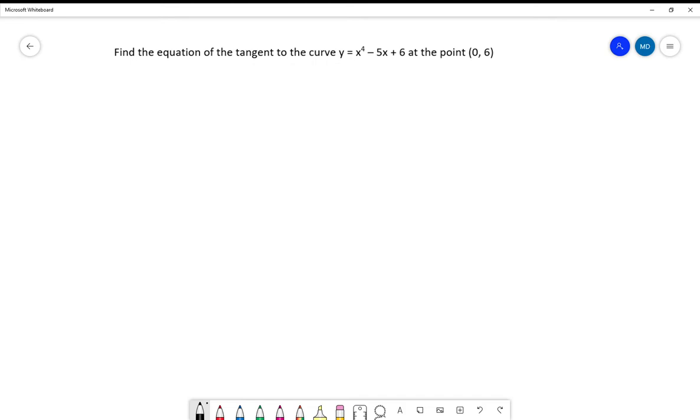So we want to find dy by dx first, and we can just use our power rule. x to the 4 differentiates to 4x cubed, and again we're going to differentiate each term. So x to the 4 differentiates to 4x cubed, minus 5x differentiates to just minus 5. And the 6 will differentiate to 0, so we can just ignore it. So we get 4x cubed minus 5, and this here is our formula for the gradient.